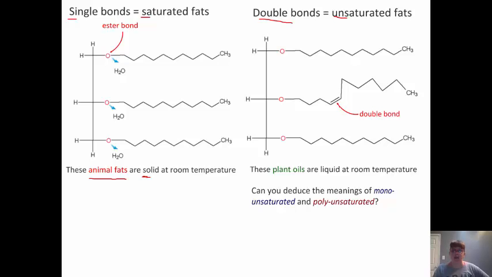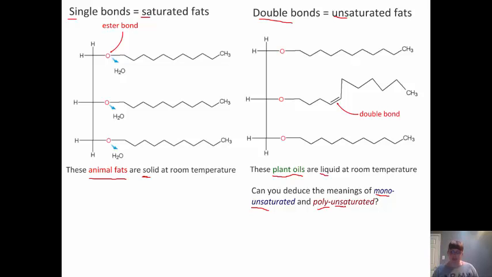By having only one double bond, this makes them an unsaturated fat. These are typically plant oils and they are liquid at room temperature. So now, looking at this example, can you deduce the meanings of both monounsaturated and polyunsaturated? All right, now that I've given you a little bit of time to think about it, of course, mono means that there is only one double bond, and poly means that there are two or more double bonds.